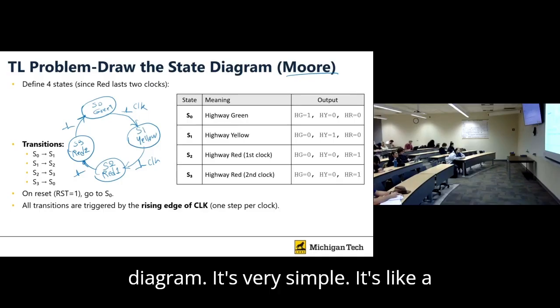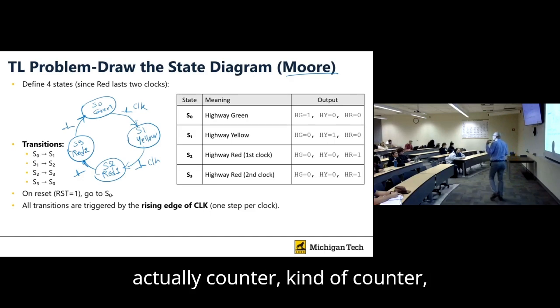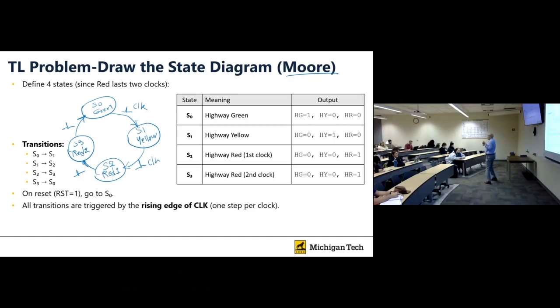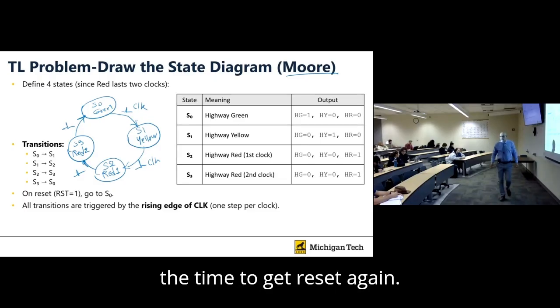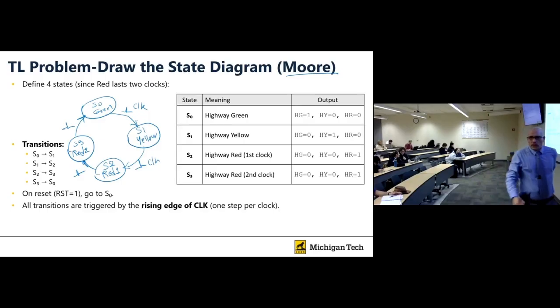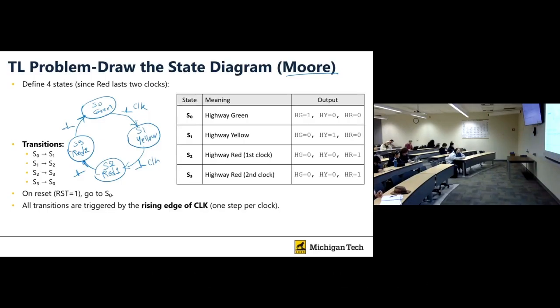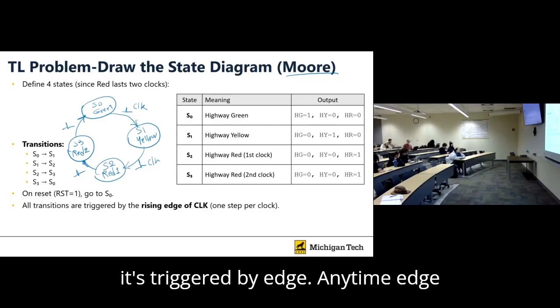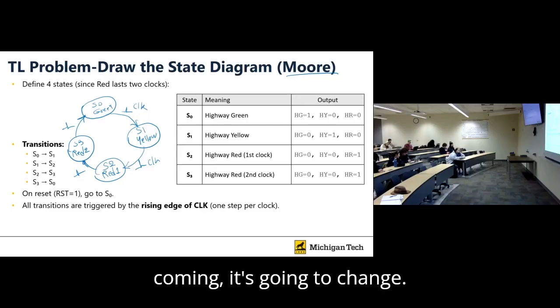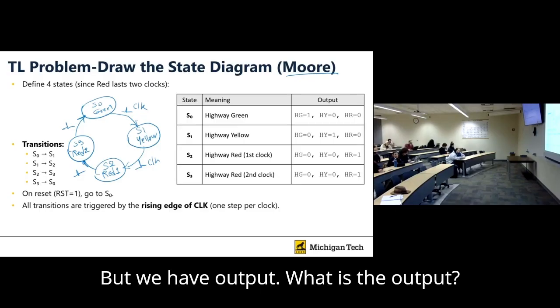A state diagram is very simple. It's like a counter. We did that last class. It's actually kind of a counter, because it's counting and becomes 0 when it keeps counting, and keeps counting all the time to get reset again. So this is similar to the counter, but that's a state diagram. And the transition happens because it's triggered by an edge. Anytime an edge comes, it's going to change. But we have output.